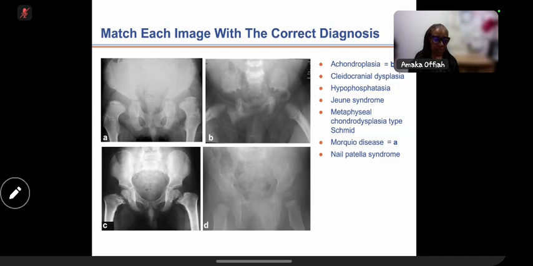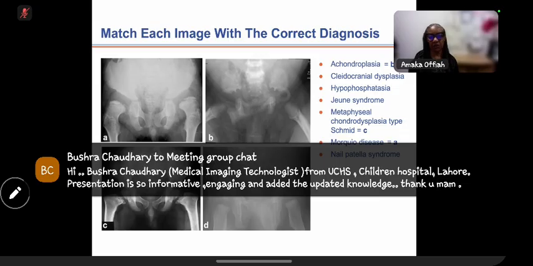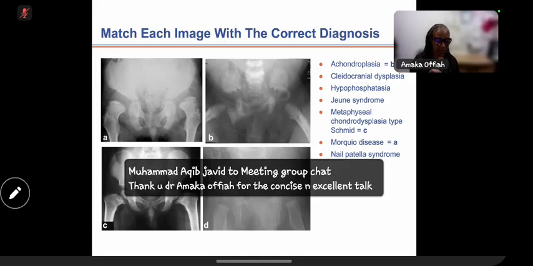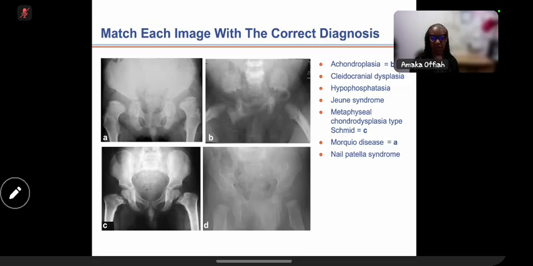C is obviously metaphyseal chondrodysplasia type Schmid. Remember that rickets affects the knees and the wrists the most. Schmid affects the hips the most, and hypophosphatemic rickets affects the medial sides of the distal femur and proximal tibia the most. And then this radiograph D is, if you have noticed, the same radiograph I showed you where I pointed out the iliac horns in nail patella syndrome.